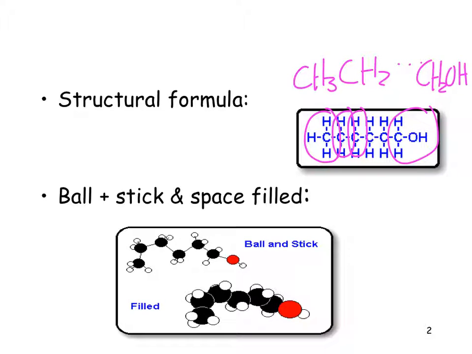And then this isn't in the curriculum, but it comes up in pictures quite often. It's called a ball and stick or a filled diagram. And that is showing the carbons as little circles with a different color and the hydrogens hanging off them. 3 hydrogens, 2, 2, 2. And then the OH off at the end. So those are different ways of representing organic molecules.